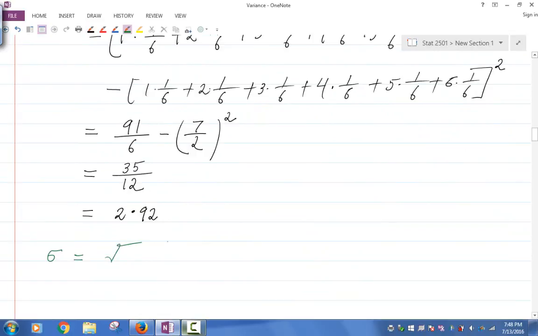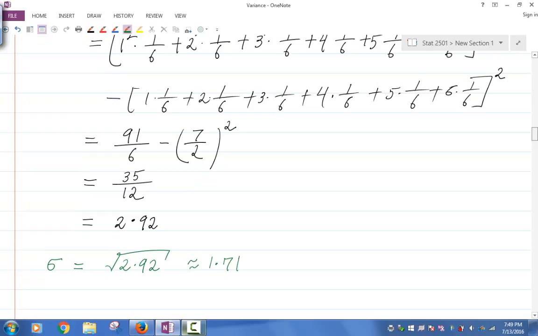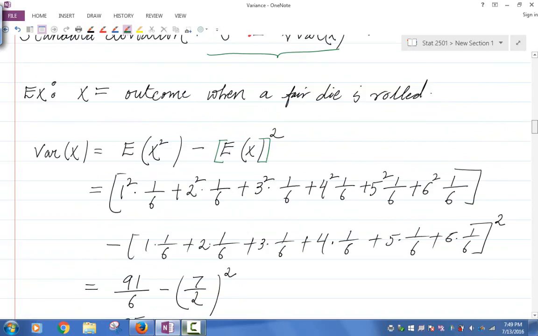And if I want to find the standard deviation, sigma would be the root of 2.92, which is about 1.71. Okay, so that's the standard deviation of the variable x.